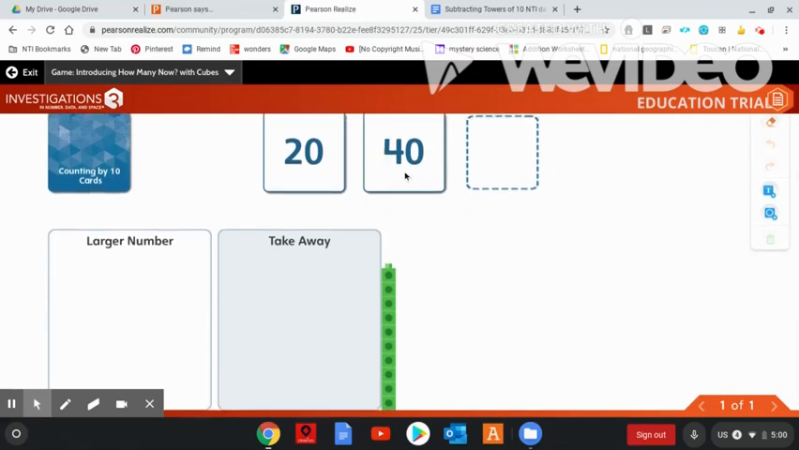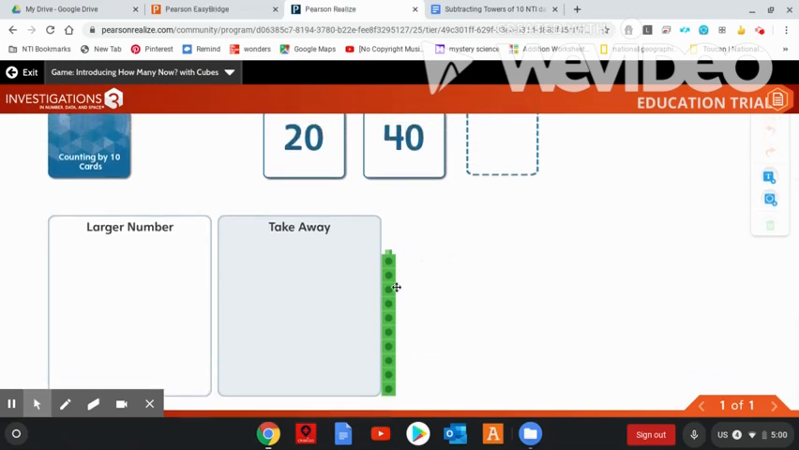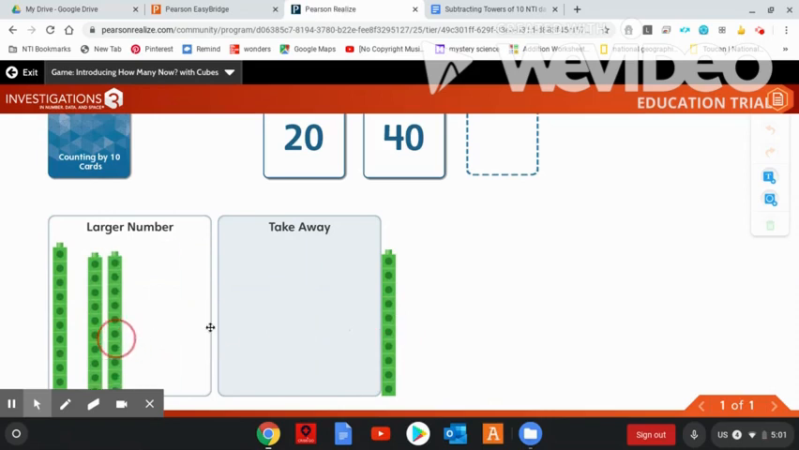So we need to build the number 40. I'm using towers of 10. I have 10 blocks in each tower. So if I have 10 blocks in each tower, I can count by tens as I build the number 40. Count with me. 10, 20, 30, 40. So that took 4 towers of 10 to build 40.